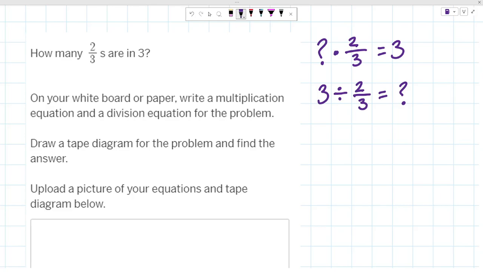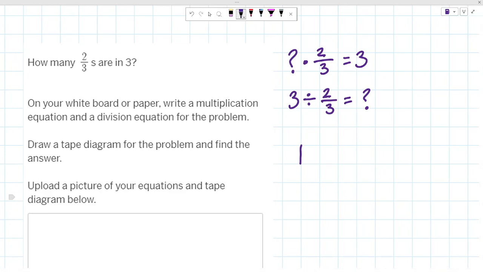Next, we want to draw a tape diagram for the problem and find the answer. So let's draw a tape diagram. If you're drawing this on graph paper, then since we're going to break this into thirds, let's have 3 groups of the 3/3. So we have 1, 2, 3.